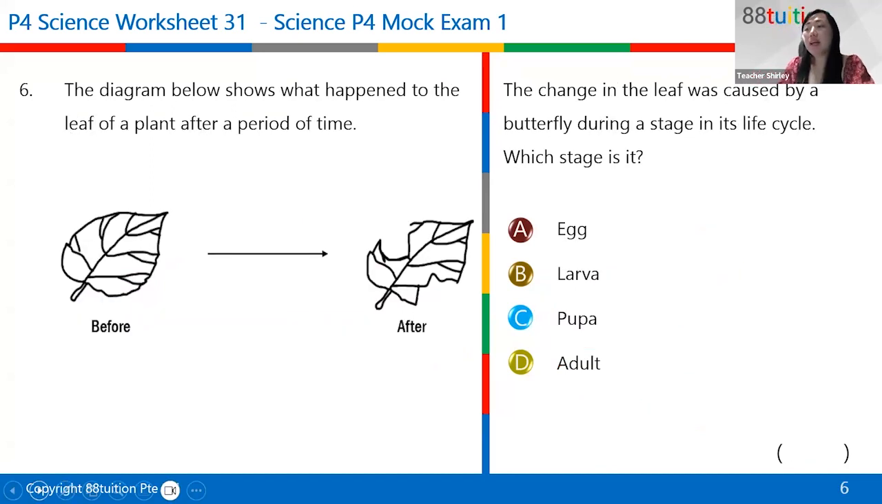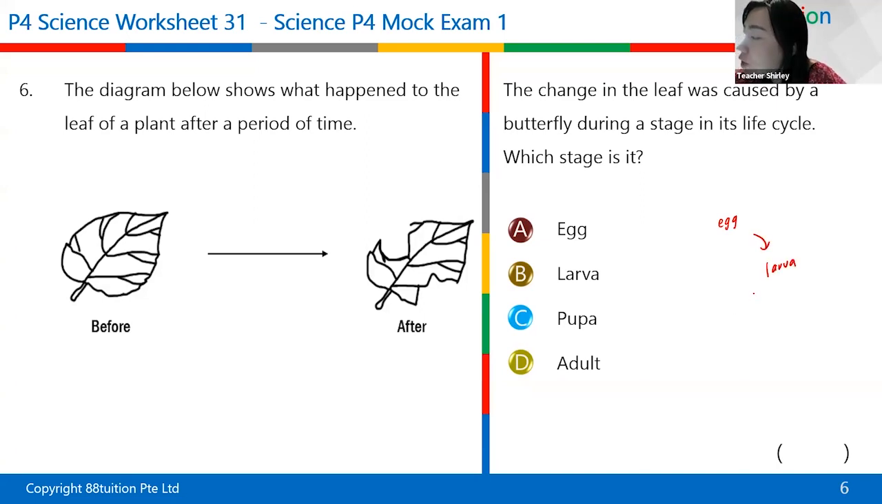Now, next one, number 6. The diagram below shows what happened to the leaf of a plant after a period of time. The change in the leaf was caused by a butterfly during a stage in its life cycle. Which stage is it? Yes, Ivan. Let's give Ivan a chance. Larva. Well done.